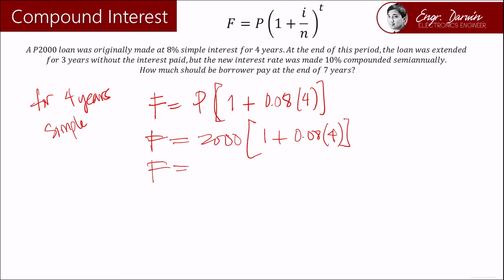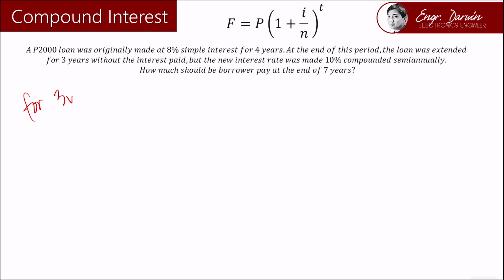Okay, how was it? Let's see, 2,000 peso multiplied by the 8% interest rate for the next 4 years. The answer to this one is 2,640 exact. So wala tayong centavo on this. Okay, so let's take note of this one because we are going to use this for the next scenario, that is for the next 3 years.